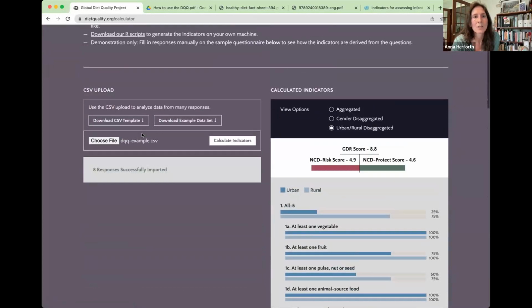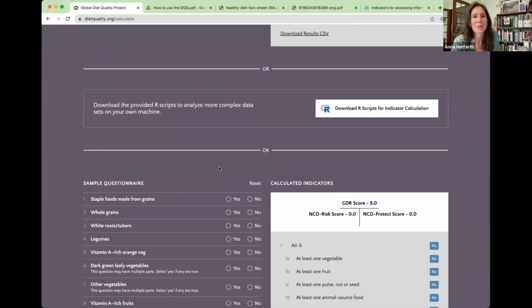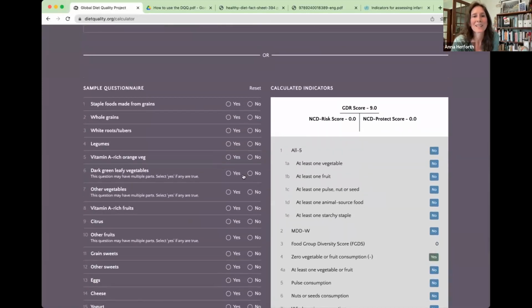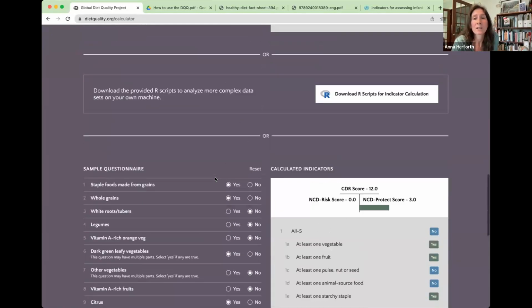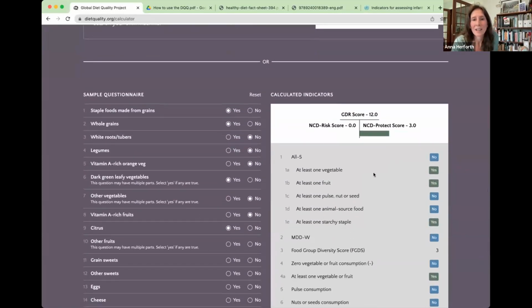If you would like to experiment with seeing how the indicators get calculated from the different food groups, you can go down to this section that has radio buttons and just think about your own diet yesterday and click through on which food groups you ate or didn't eat. You can refer to the diet quality questionnaire from your country to understand what these food groups contain. And as you click through these, you can see how the indicators are being calculated. And if you go through the whole thing, then you'll have a demonstration of the calculated indicators.